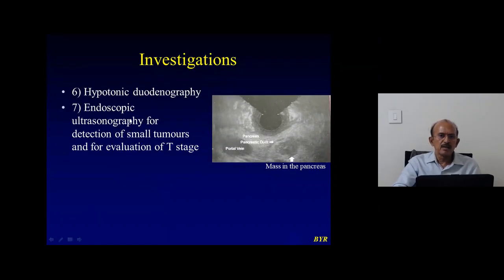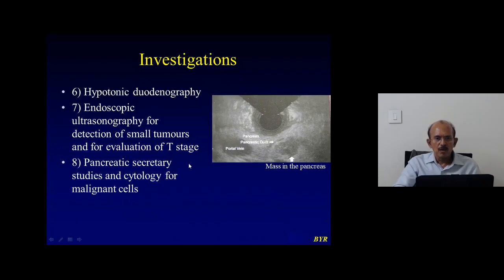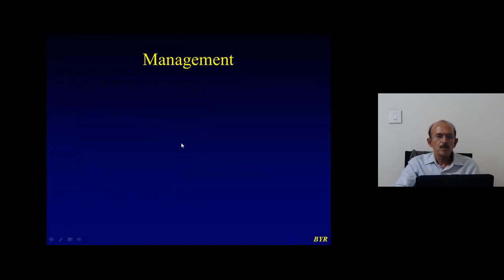Hypotonic duodenography, this is also not being done nowadays. Endoscopic ultrasonography is a wonderful investigation for detection of small tumors and for evaluation of T stage of the tumor. And of course, you can take FNAC from the tumor mass. Pancreatic secretory studies and cytology for malignant cells, then ERCP. So these are the investigations you do for a patient with cholestatic jaundice and suspected carcinoma of the pancreas.